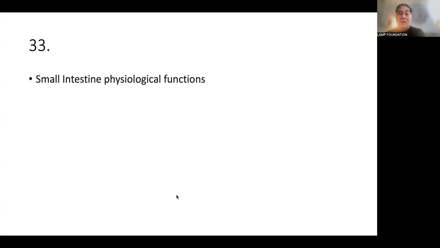Okay, let's go to the physiological functions of the small intestine. There's dominating, receiving, digesting, and transforming. It receives initial digested food from the stomach, further digests it, and then transforms digested food into food essence.